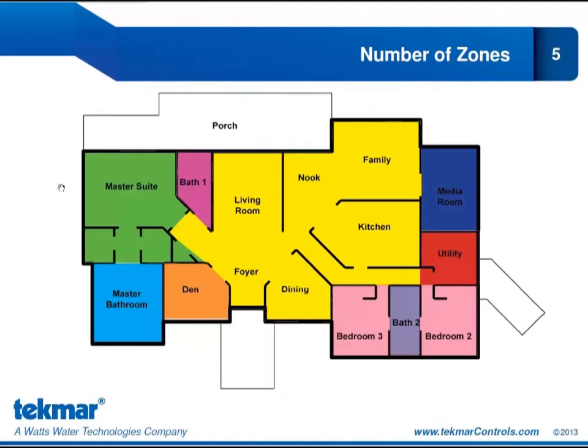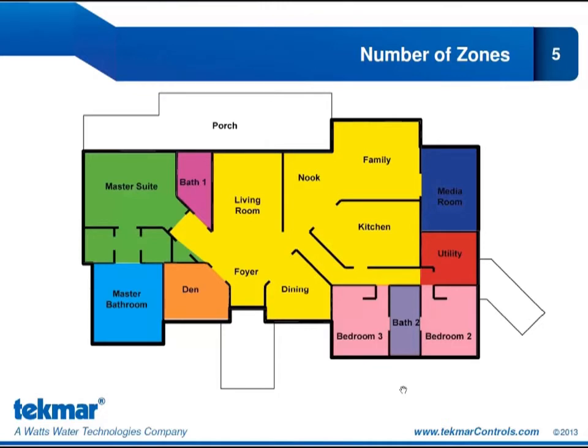Bedrooms can be zoned separately. So in this case, we have the master suite as one room. We have bedroom 2 and 3 as a separate zone. Those could be guest rooms that are not used very often, and so we might want to keep those as a zone in itself and only choose to heat or cool those rooms when we have guests coming over.